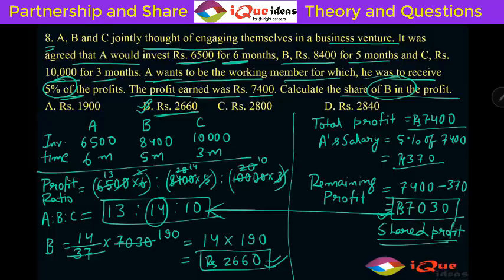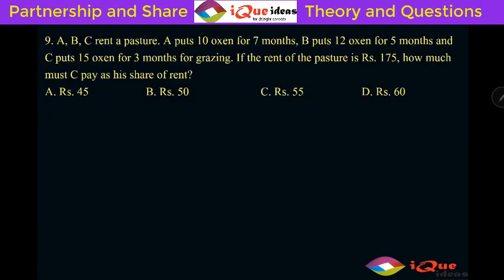Now let's take up some questions on the share of rent. Till now what we had done was ratio of profit. Now we'll do the questions which are related to share of rent. Okay. Now this question is based on the share of rent. It says ABC rent a pasture. A puts 10 oxen for 7 months. B puts 12 oxen for 5 months. C puts 15 oxen for 3 months. If the rent of the pasture is rupees 175, how much must C pay as his share of rent?